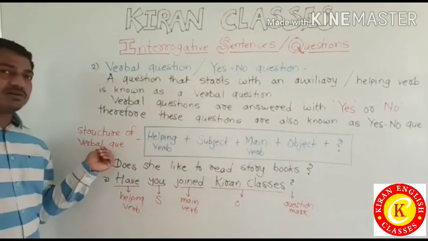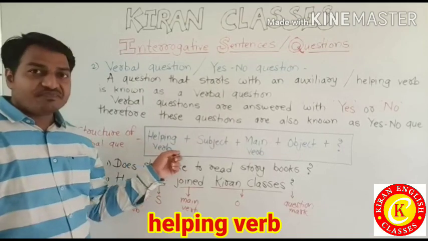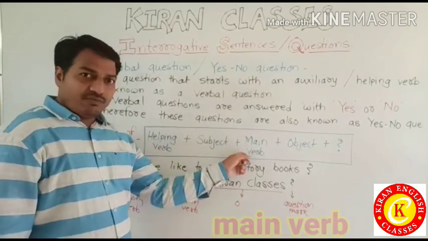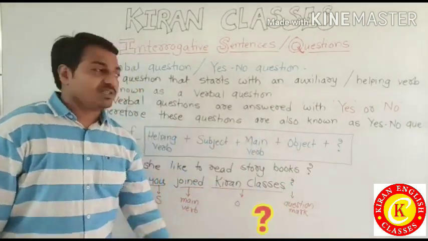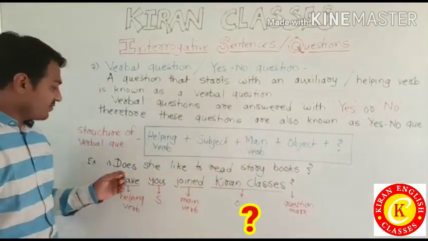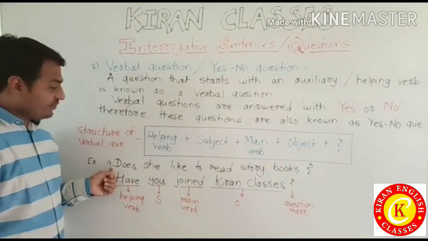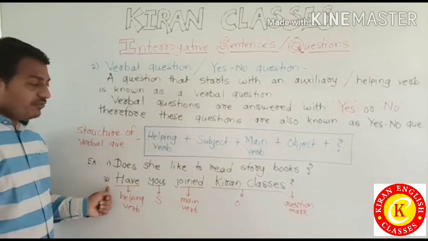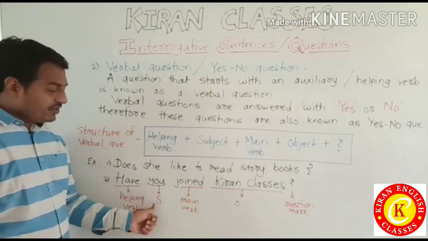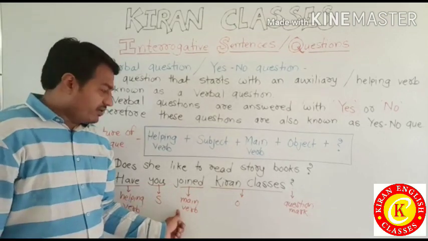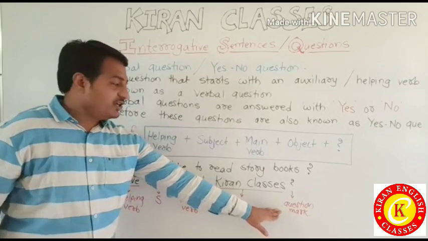Let us see the structure of this question. First of all, this question begins with helping verb, then subject, then main verb. After that there is object or remaining part of the sentence, and at last, as it is a question, it ends with a question mark. Let's see some examples. Does she like to read storybooks? And second one is, have you joined Kiran Classes? Here, have is helping verb, you is subject, join is the main verb, and Kiran Classes is object. After that, as this is a question, it ends with question mark.